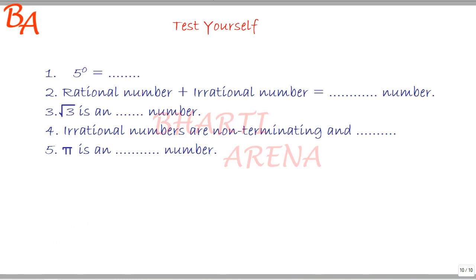Now it's time to test yourself. First, 5 to the power 0 equals what? Second, rational number plus irrational number equals dash number. Third, root 3 is a dash number. Fourth, irrational numbers are non-terminating and dash. Fifth, pi is a dash number. So find the answers for these questions from the lecture and write them in the comment box.